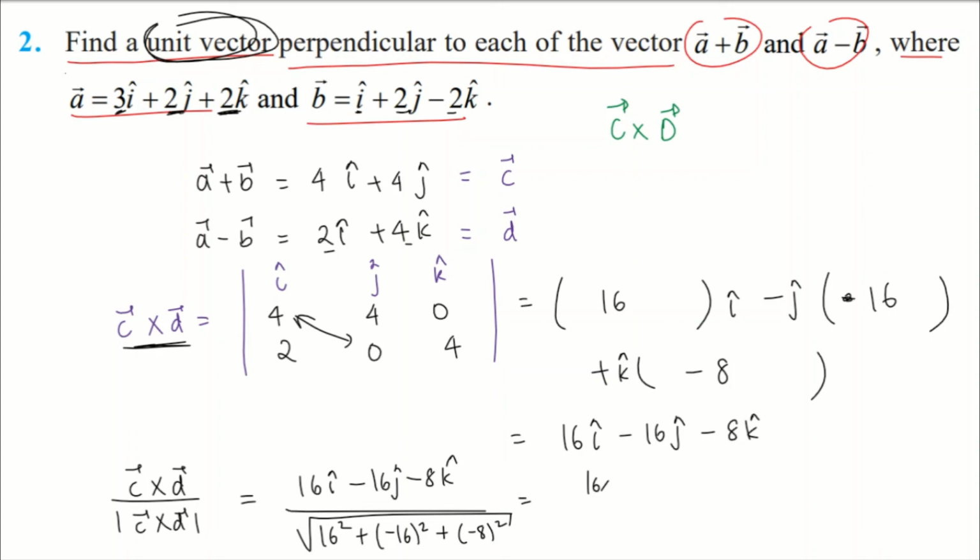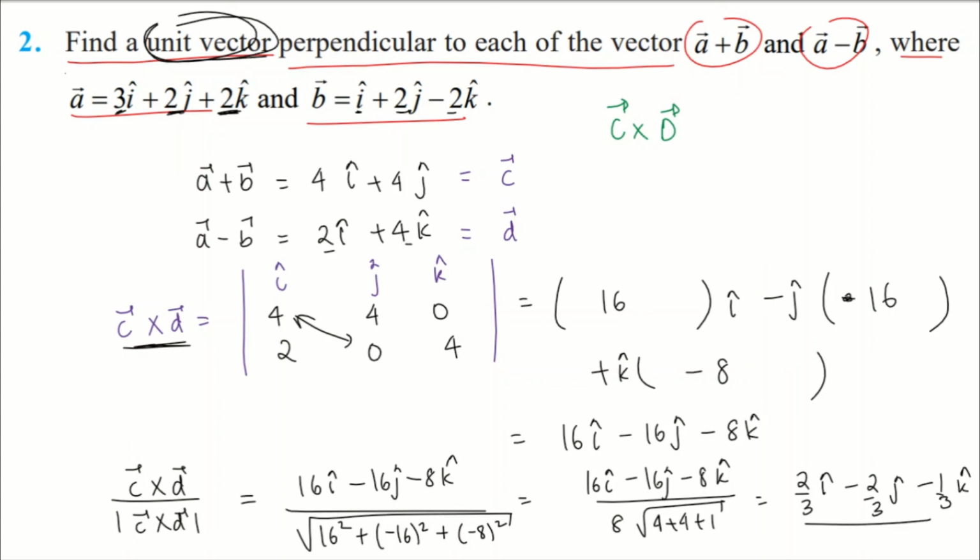This is equal to 16i hat minus 16j hat minus 8k hat divided by 8 times the square root of 4 plus 4 plus 1, or this is just equal to 3. This is square root of 9 equal to 3. So you will have 2 over 3 i hat minus 2 over 3 j hat minus 1 over 3 k hat. This is going to be the unit vector that was asked in the question.